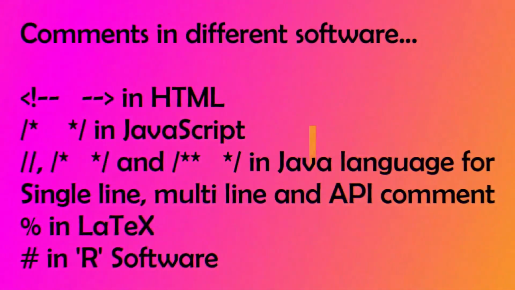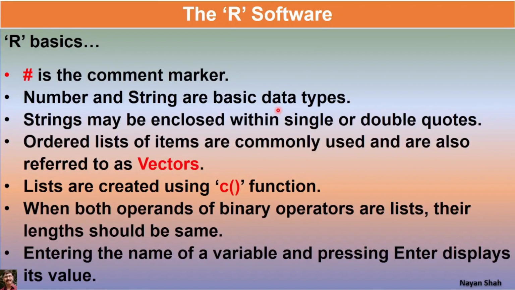So remember this. Number and string are basic data types. The data types available in R fall in only two categories, and that is number and string. Strings may be enclosed within single or double inverted commas. So it's up to you whether you want to write a string within single inverted commas or within double inverted commas. Ordered lists of items are commonly used and are also referred to as vectors. So ordered list items are referred to as vectors.